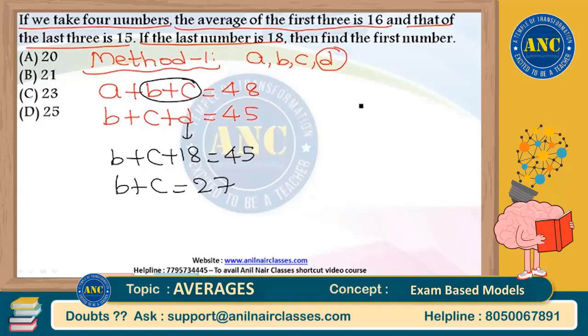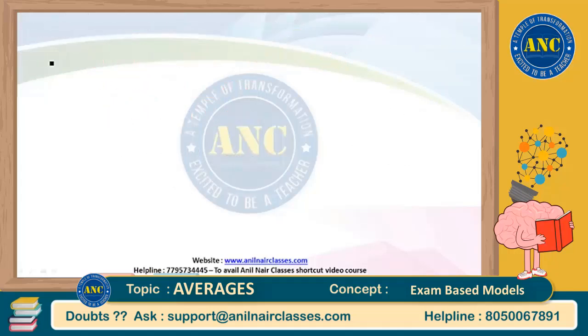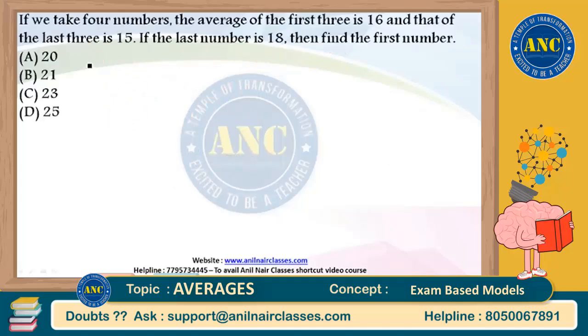Substitute 27 here. A plus 27 is equal to 48. A will be equal to 21. So the answer for this question is 21. You can apply this method 1 by using equations, get the answer, and tick mark the answer option. This is by using equations, which I called method 1. Now listen to my second method of solving. Your comfort should tell you which method you need to use. You use any method of your choice.